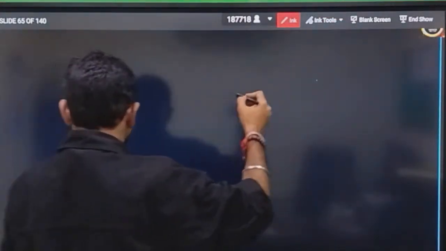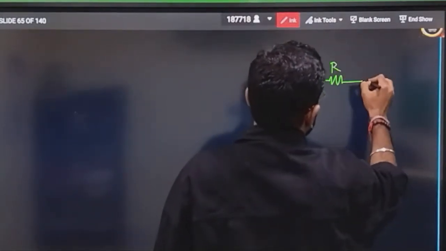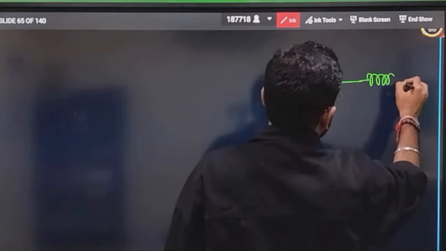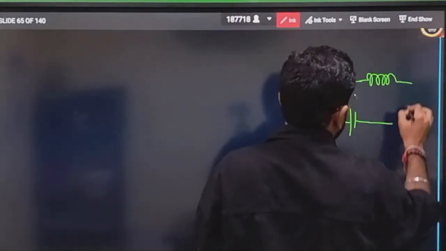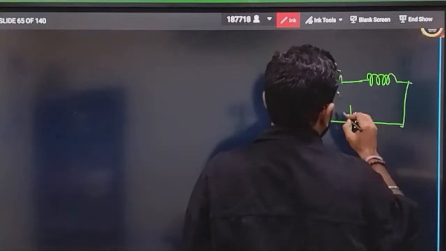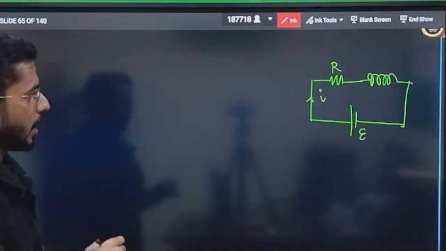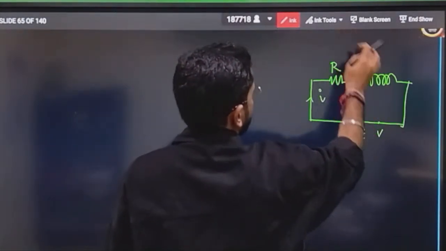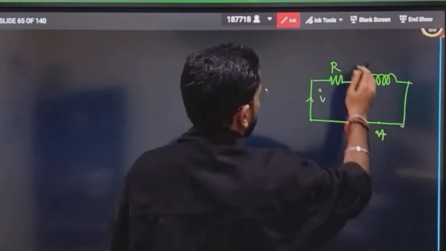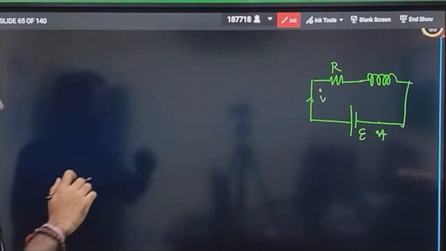So let's draw the circuit again. There is one resistance, then there is an inductor, then there is a battery, and there is some current flowing, that is current I. How will you apply KVL? Let's start from this point. Let's suppose the point is A. Now let's write the equation.